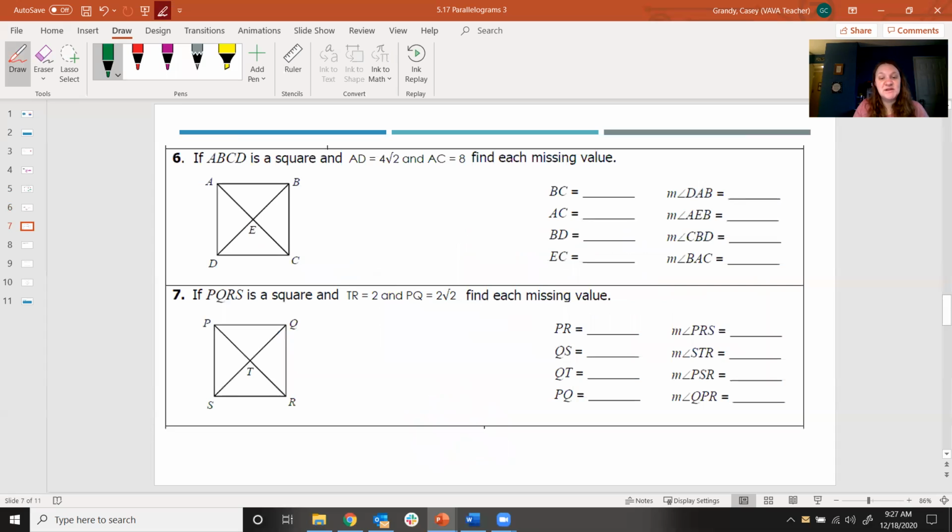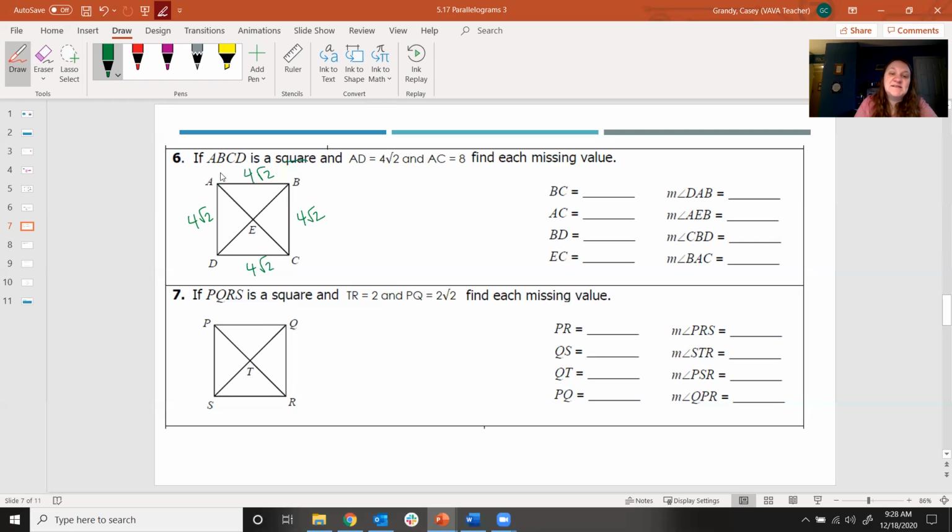So let's practice using those properties to solve for our missing pieces. So if ABCD is a square and AD equals 4 root 2, let's go ahead and write 4 root 2 right there. And AC equals 8, so this whole thing equals 8. We'll find all of the missing information that we need. Okay, so it's a square. A square has all the properties of a rhombus, which means that all 4 sides are congruent. So this is 4 root 2, this is 4 root 2, and this is 4 root 2.